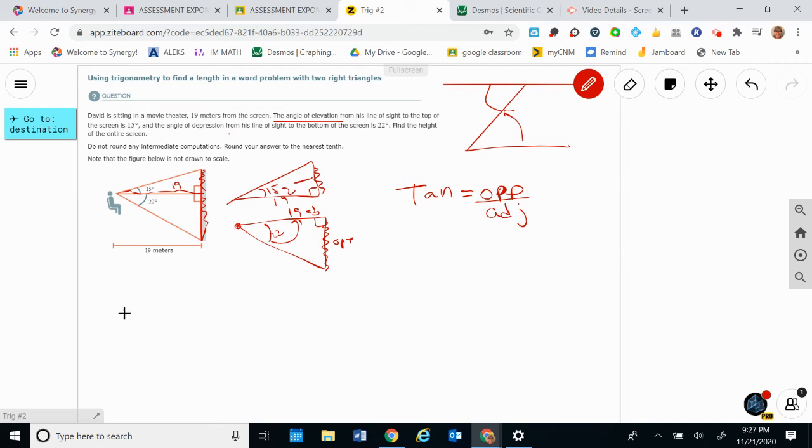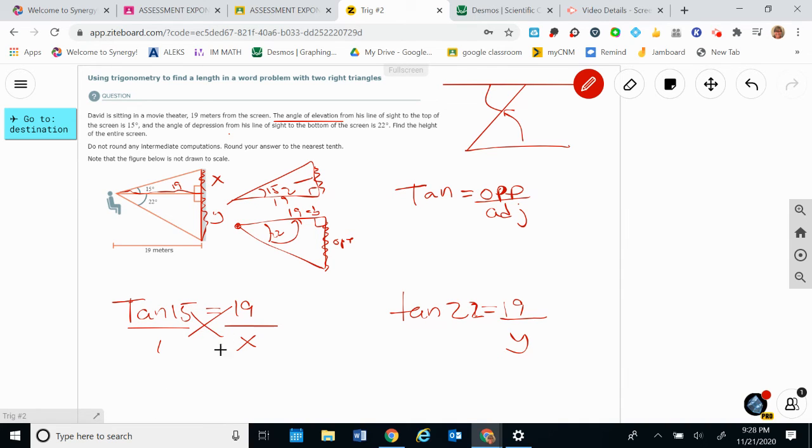So first, let's do the smaller triangle. Tangent of 15 is equal to 19 over x. I'm going to call this x and I'll call this y. Then tangent of 22 is equal to 19 over y. Then of course you multiply, or if you are like me and love doing this, do it the other way too. It's the same. x tan 15 equals 19. Divide both sides by tangent of 15.